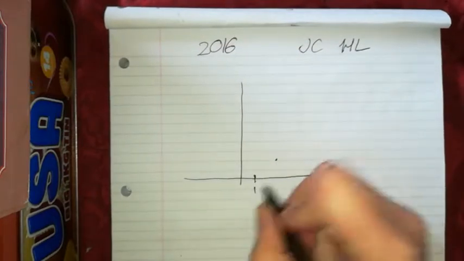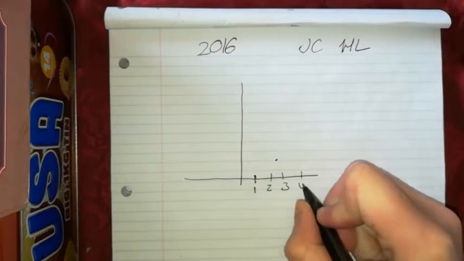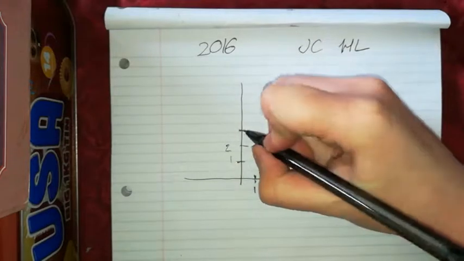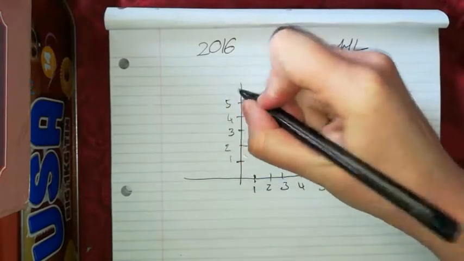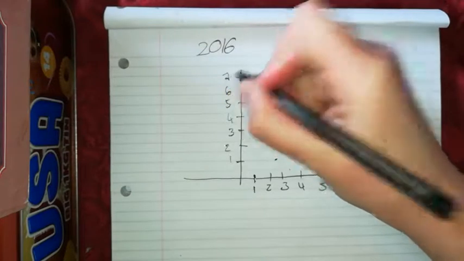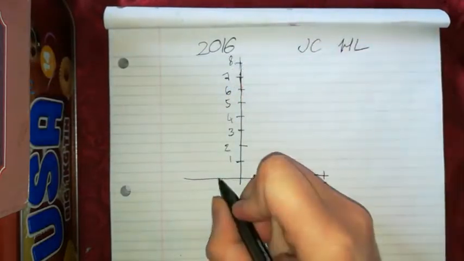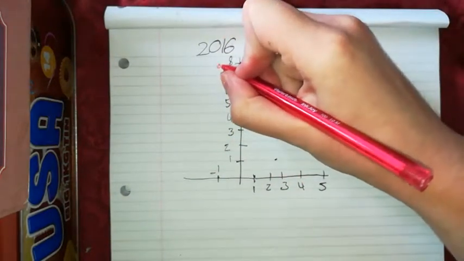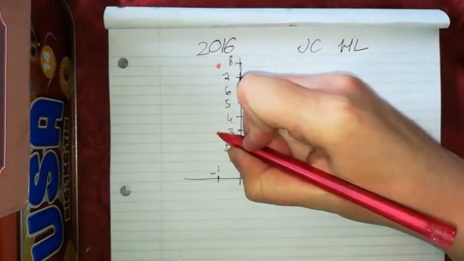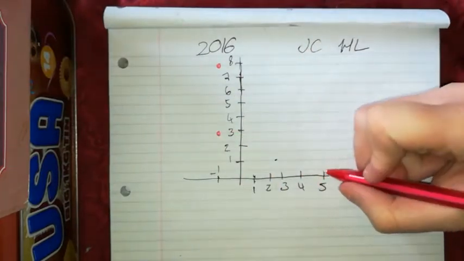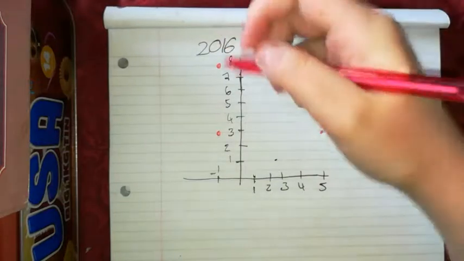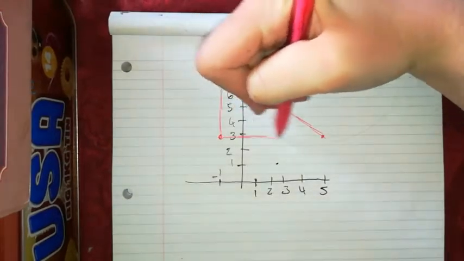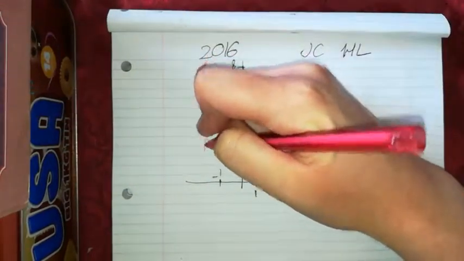So 1, 2, 3, 4, 5, and then 1, 2, 3, 4, 5, 6, 7, 8, and then -1. So there's a point. So I'll just put the diagram up as well. So we have this, this, and this, and they're all joined together. So it asks us, and then it says this is C, this is A, and this is B.